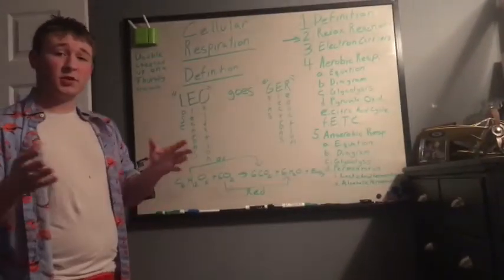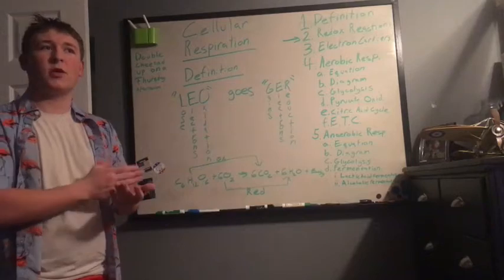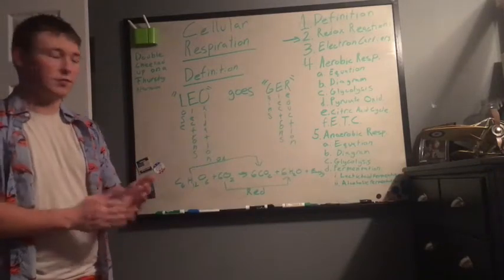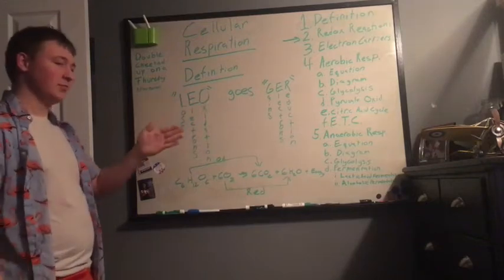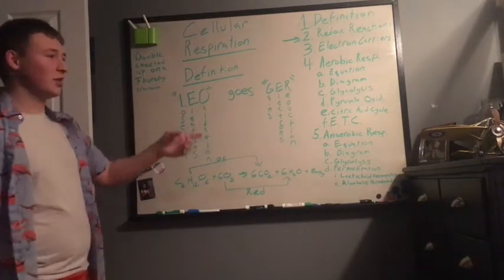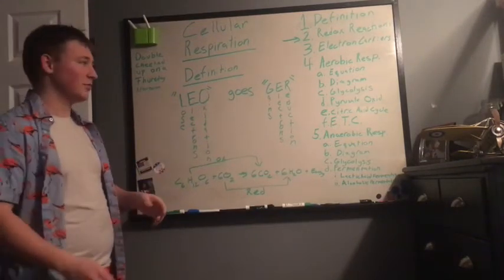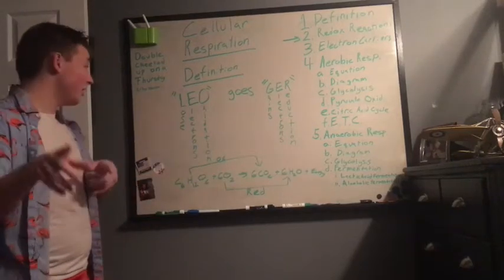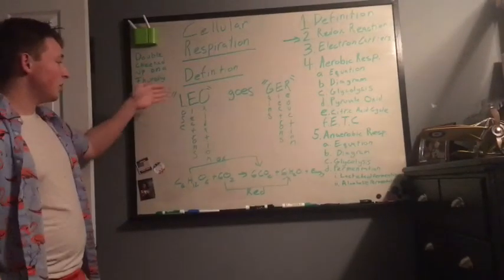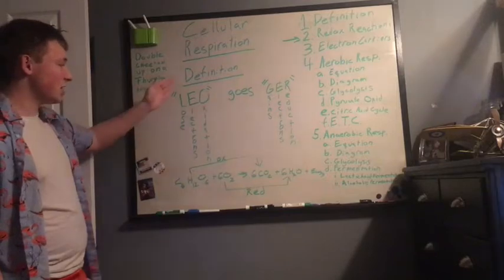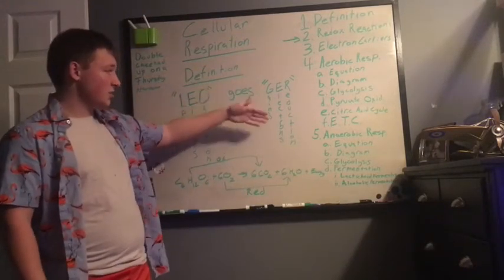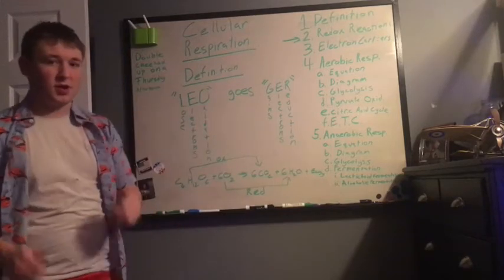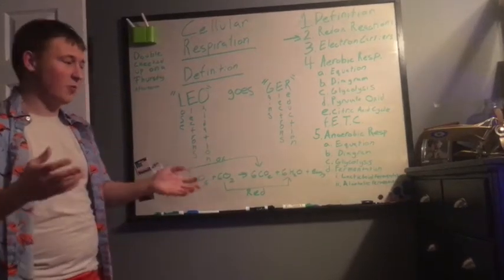Something you can remember to deduce whether it's reduction or oxidation is this little phrase: LEO goes GER. LEO is like a lion, and GER is the sound a lion makes, like grr. So LEO: if it loses electrons, it's oxidation, and for GER, if it gains electrons, it's reduction. So that'll help you figure out which is which.